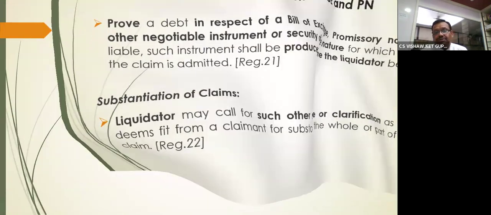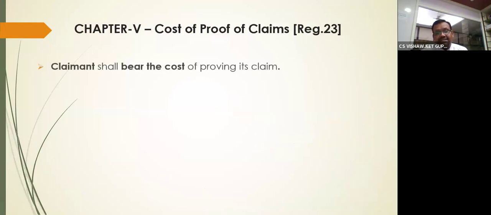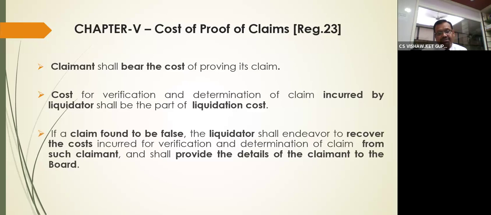Now, cost of proof of claims. Who will bear the cost? Regulation 23 says the claimant shall bear the cost of proving its claim. Now, the cost of verification and determination of the claim incurred by the liquidator shall be part of the liquidation cost. So if the liquidator is verifying and determining the claims, and if he is expending anything on these, then that cost will be part of the liquidation cost.